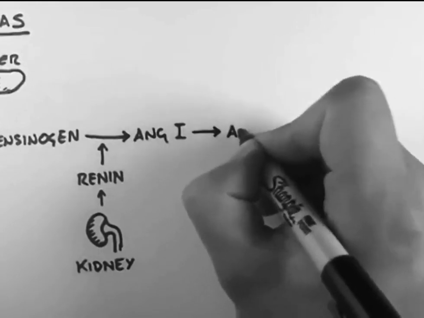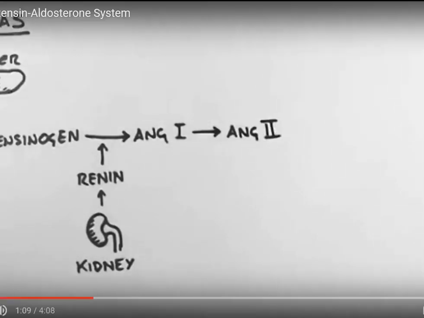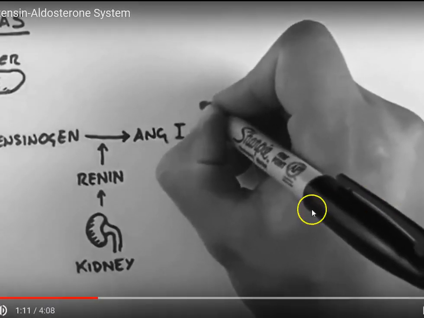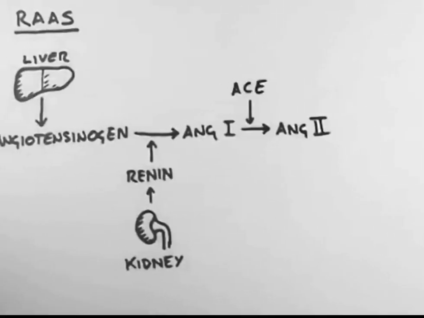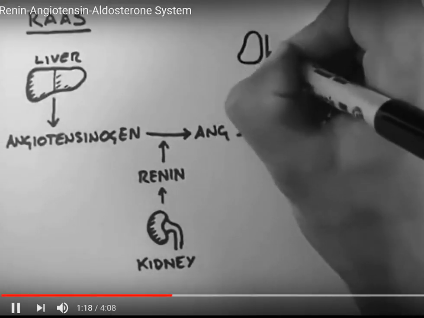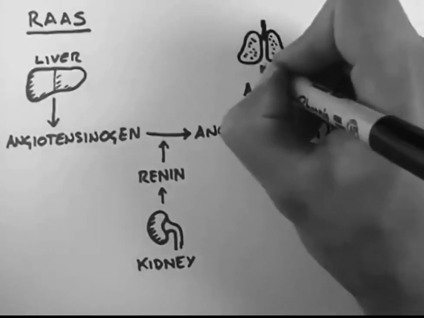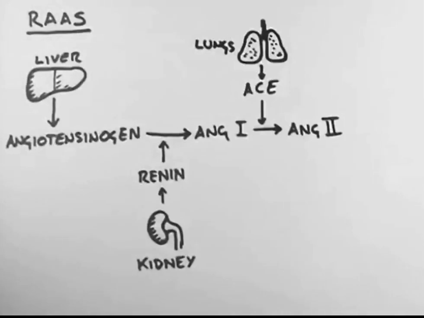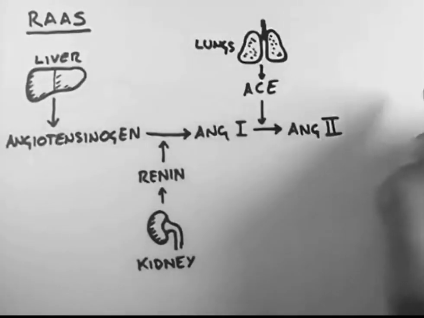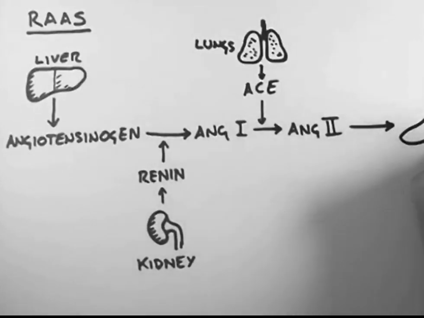Now, angiotensin 1 gets converted to angiotensin 2. And this happens by an enzyme called angiotensin converting enzyme. Now, these are floating around in the blood, these angiotensins, so it's when they pass through the lungs that they meet ACE, which lives in the lung. And that's when angiotensin 1 gets converted to angiotensin 2.